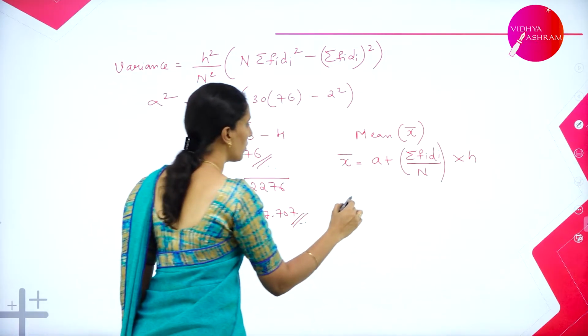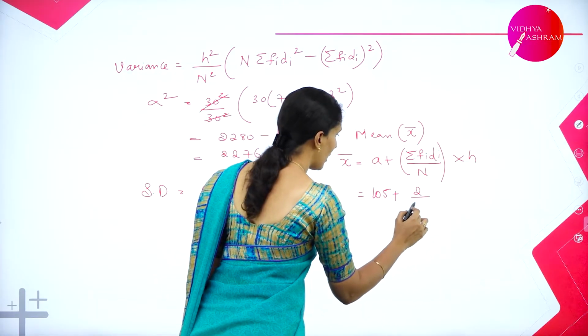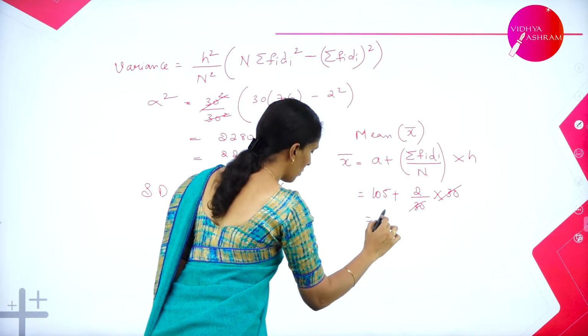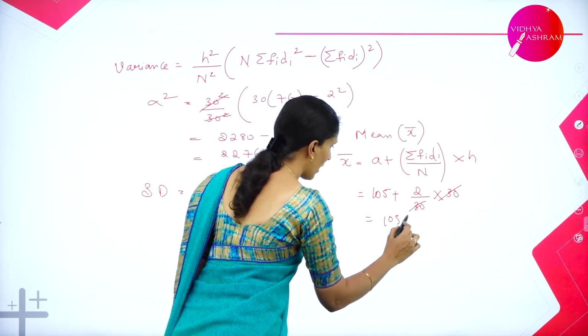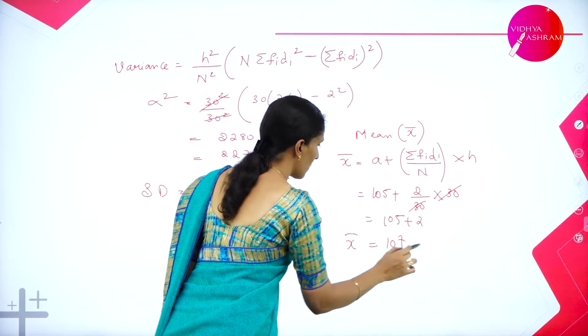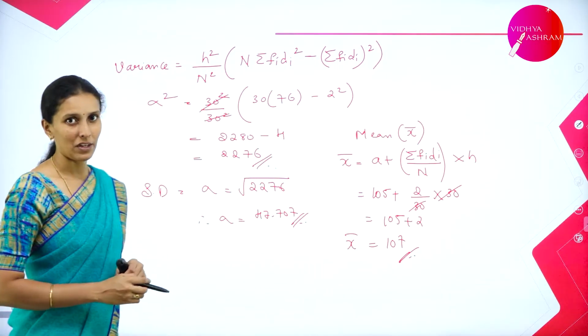Now what is the assumed mean we have taken? That is 105. So 2 divided by 30 into 30. So you can cancel, and you will get the value as 105 plus 2. So 107 is the mean. So we have calculated the mean as well as the standard deviation.